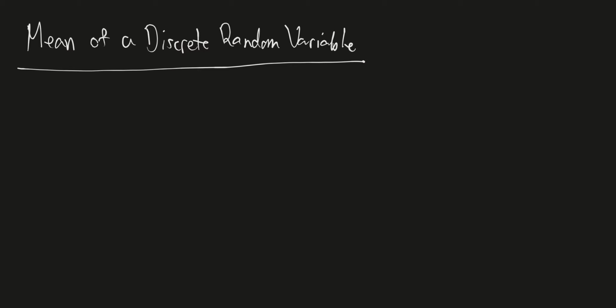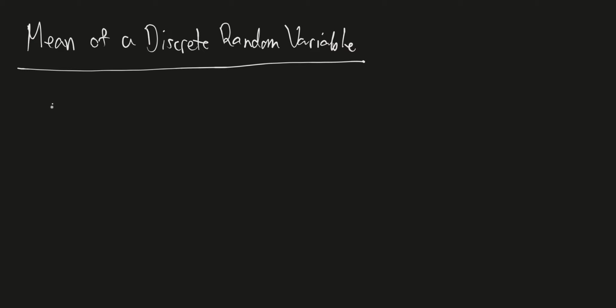In this video, we will define a very important quantity that's associated with a random variable, and it's called the mean. And we'll define what the mean of a random variable is, do an example, and then give you two different ways to interpret what this number is.